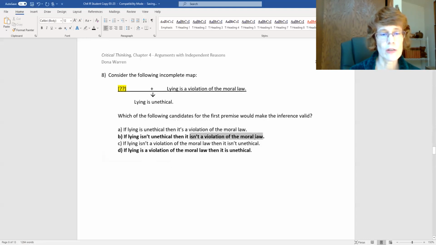Lying isn't a violation of the moral law. Lying is a violation of the moral law. Lying isn't unethical. Lying is unethical. So yeah, of course, B and D both work because they are the same claim. It's just different ways of saying the same claim. A and C don't work because they are the same claim. It's just different ways of saying the same claim.